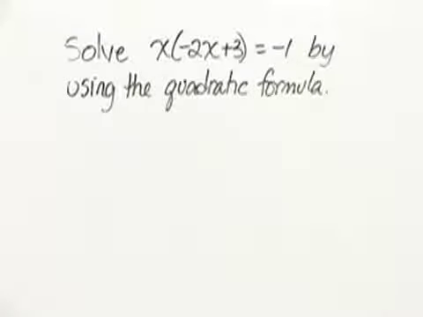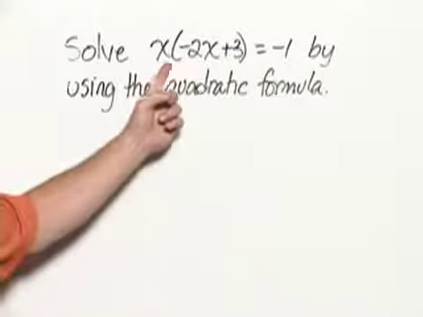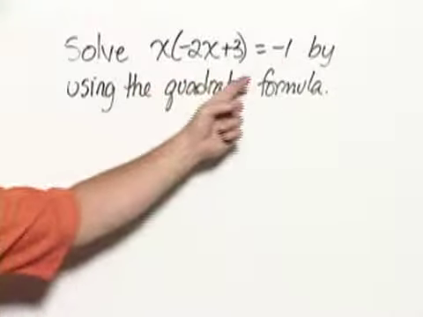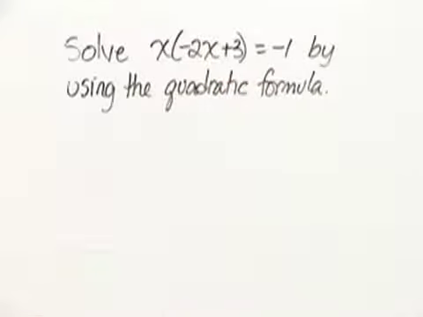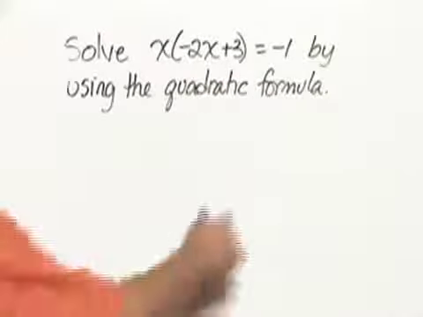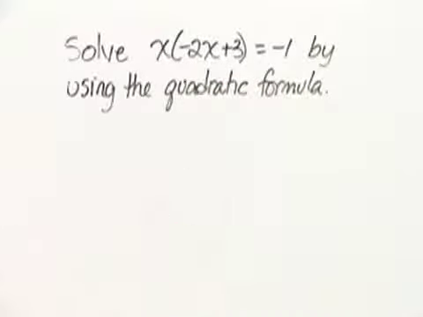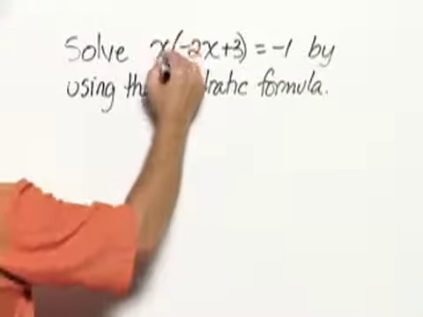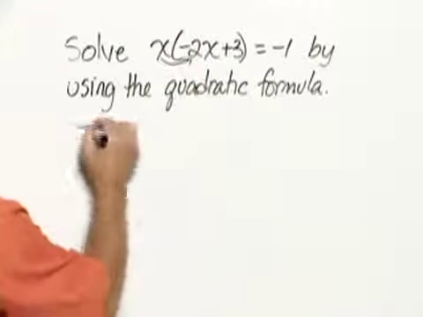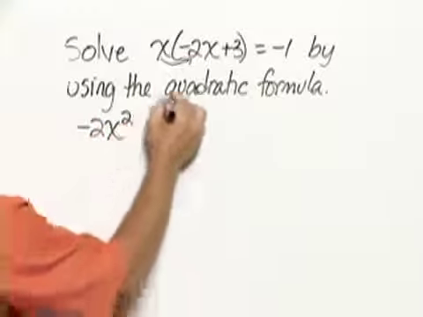Solve x times negative 2x plus 3 is equal to negative 1 by using the quadratic formula. In order for us to use the quadratic formula, we need to expand this side as well as bring the 1 over to the same side so that we have 0 on the right-hand side. So I would take x times negative 2, giving me negative 2x squared.